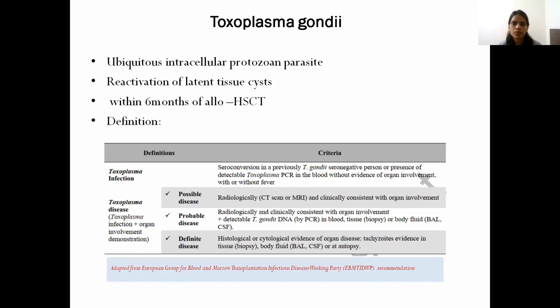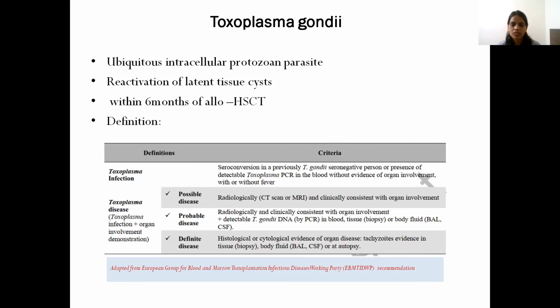Next is Toxoplasma gondii. This is a ubiquitous intracellular protozoan parasite. Reactivation infection occurs when there is reactivation of the latent tissue cyst. So it can cause Toxoplasma infection or Toxoplasma disease. So what is Toxoplasma infection? It is when there is seroconversion in a previously seronegative person, or the presence of detectable Toxoplasma by PCR in the blood without evidence of organ involvement.